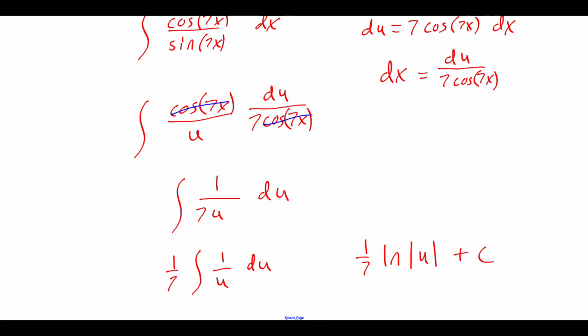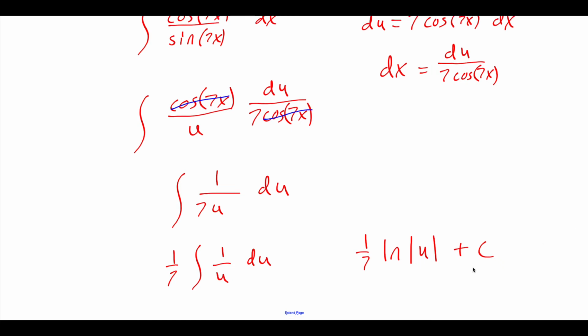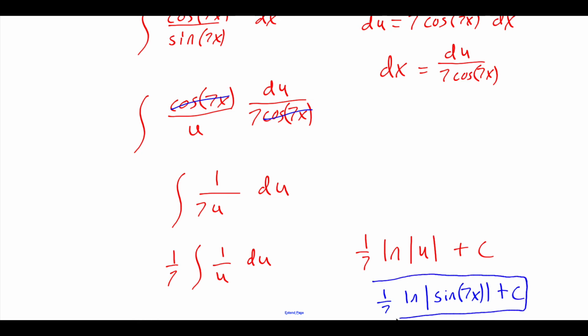We just have to re-substitute what we know about u. So we knew that u was equal to the sine of 7x. So this will be 1/7 times the natural log of the absolute value of the sine of 7x plus our c value. So here's our indefinite integral answer this time.